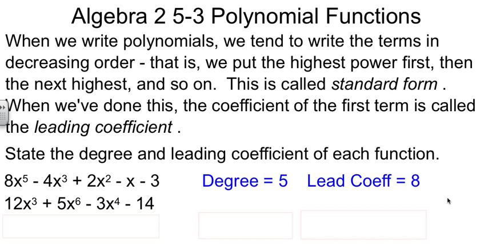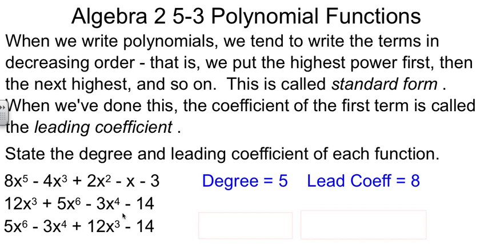Okay. Consider our next one. 12x cubed plus 5x to the 6th minus 3x to the 4th minus 14. 3, then 6, then, uh-oh, that's not in the right order. Well, let's rearrange. The 6th power is the highest, it goes first. 4th power is next, so it goes next, then 3rd, and then the plain number.